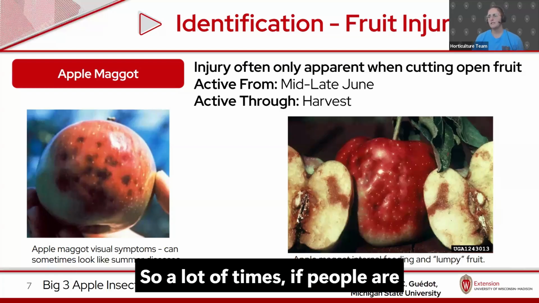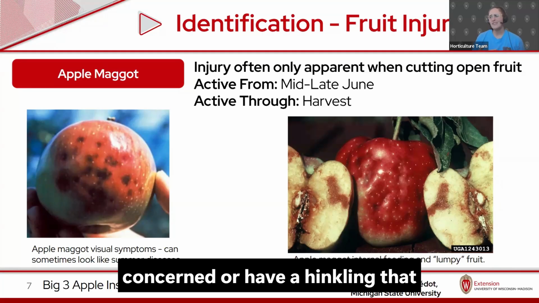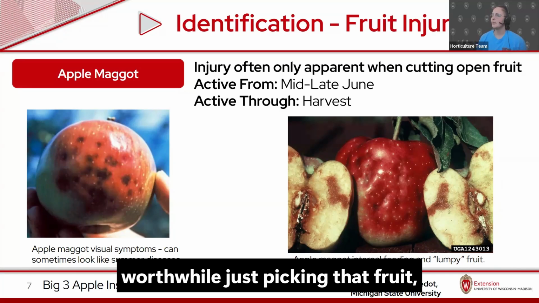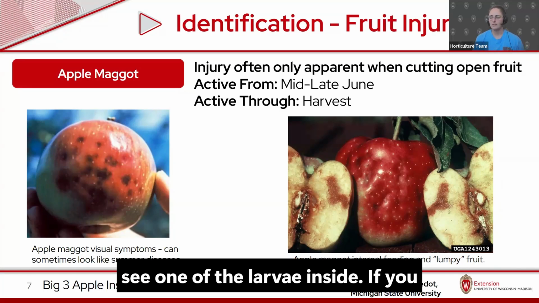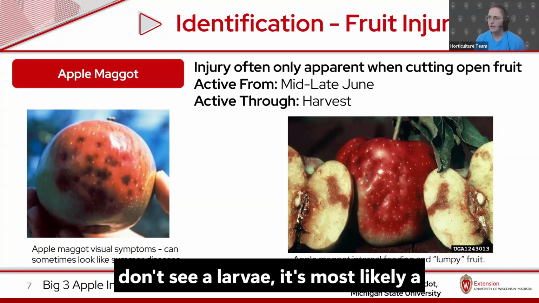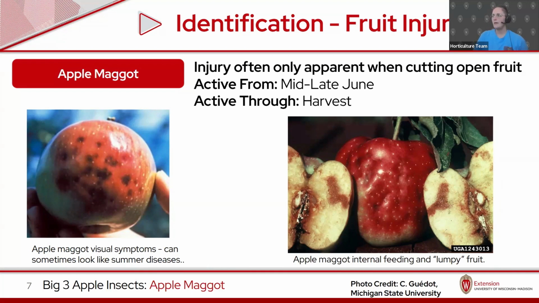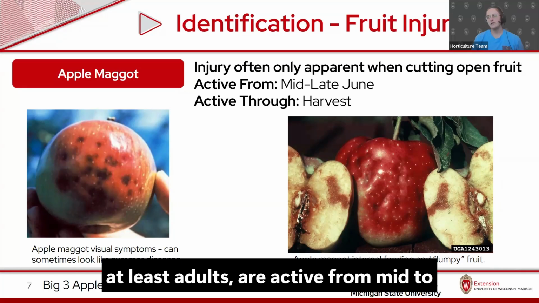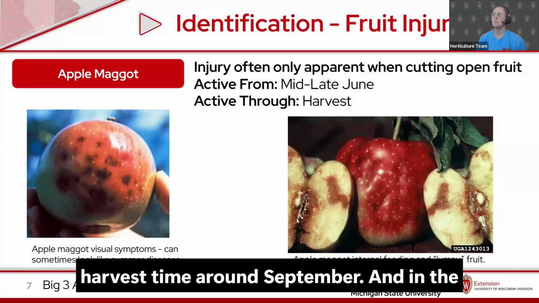So a lot of times, if people are concerned or have an inkling that maybe this is apple maggot, it might be worthwhile just picking that fruit, cutting it open, and seeing if you can see one of the larvae inside. If you don't see a larvae, it's most likely a disease of some sort. And like I said, apple maggots, at least adults, are active from mid to late June and usually through about harvest time around September.